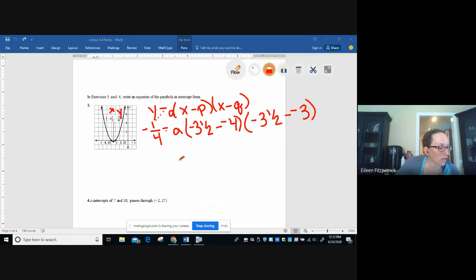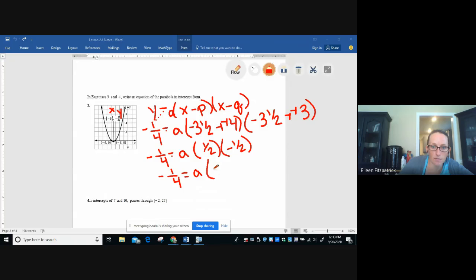All right, so cleaning up inside the parentheses, you're gonna have -1/2 equals A, and then inside the parentheses, remember it's +4, so -3.5 plus 4 is gonna leave you with a +1/2, and then -3.5 plus 3 is gonna leave you with a -1/2. Multiply, so now I have -1/4 is equal to A times -1/4. Divide both sides by -1/4, and you're going to be left with A is equal to -1.